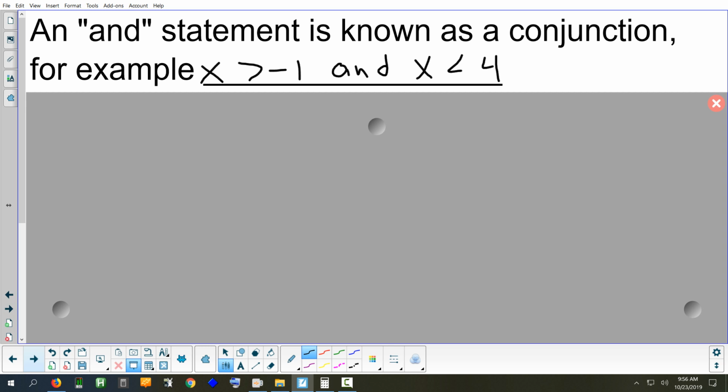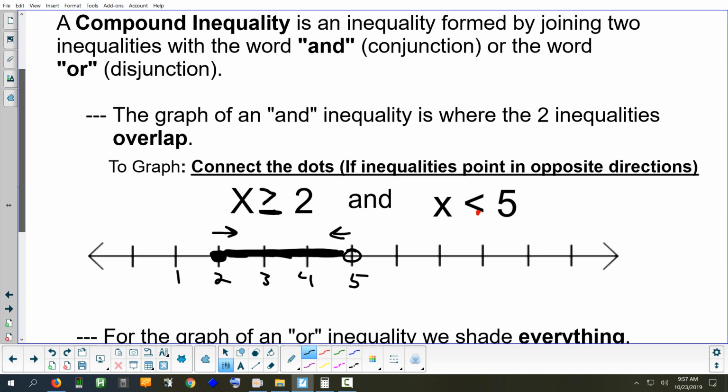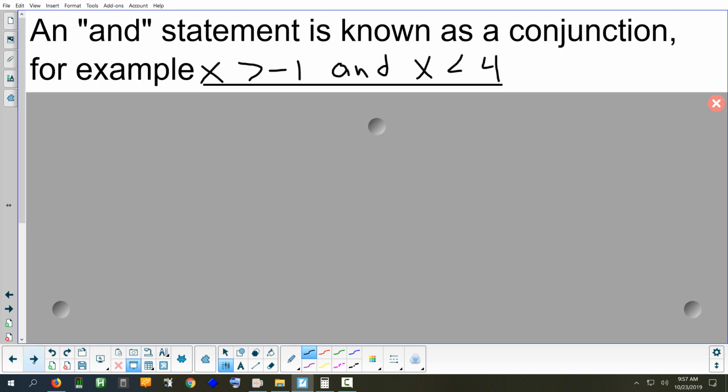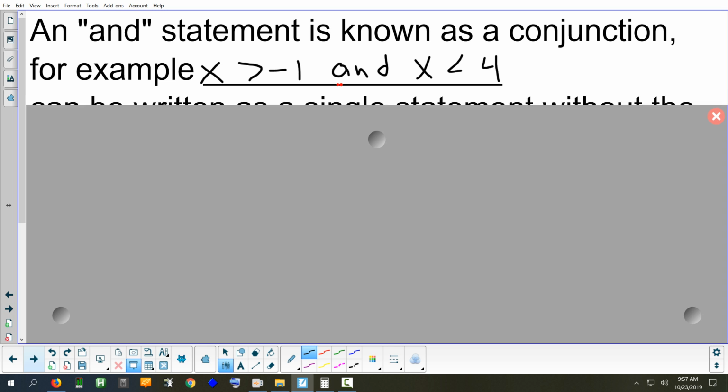Now, something that's a little tricky about conjunctions. You don't have to write them with the word and. There's a way you can shorten it and hide the word and. Okay? I'm going to tell you right now, with an or, there is no other way to write a disjunction. If you want to write a disjunction, you've got to write it this way. Okay? There's no short way to do it. But there is a short way to write this. And I'm going to show you that.